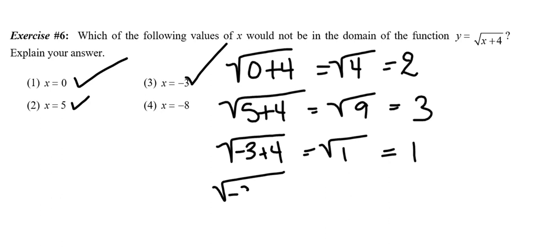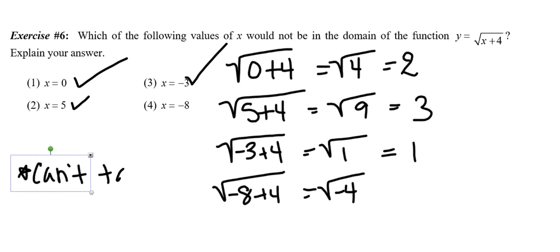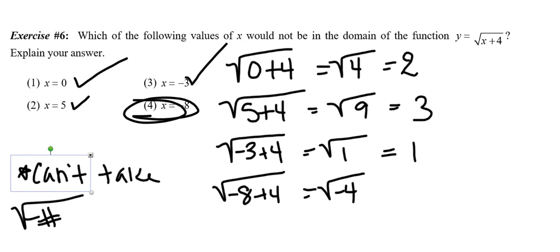And negative 8. Square root of negative 8 plus 4 gives me the square root of negative 4. Now, right now, you cannot take the square root of a negative number. That will come a little bit later in class, which is called imaginary numbers. But right now, you cannot take the square root of a negative number. So negative 8 would not be included in the domain.